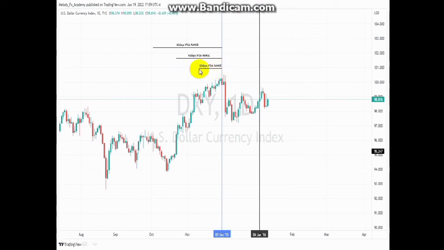Okay, so this is the 20 days range, the 40 days range, and the 60 days range. Sometimes, as you draw the trend line backwards, it might skip from 39 to 42. That is because of the weekends. That's why it's skipping some days.